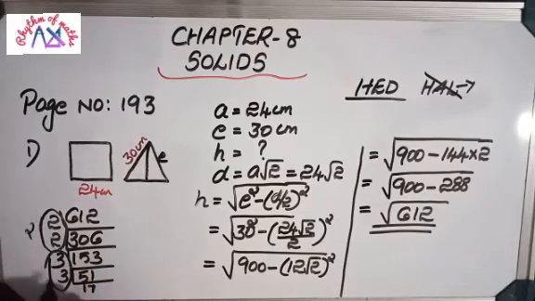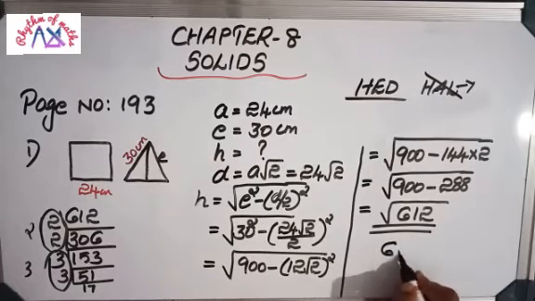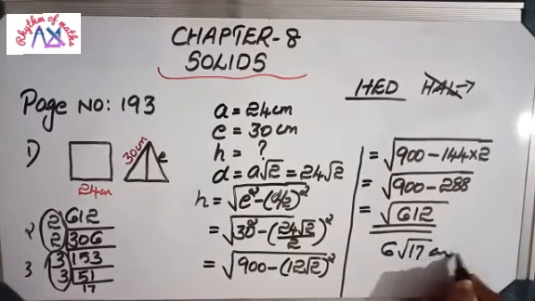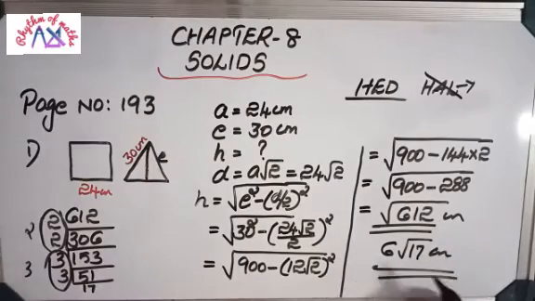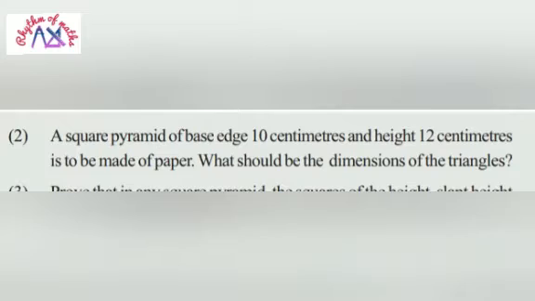That is 2 here, 3 here. So 3 2s are 6. 17 is inside the root. So 6 root 17 centimeter is the answer. Either root 612 or 6 root 17, both are correct. Okay. So this is the second figure. Same question, first one. Next question number 2.